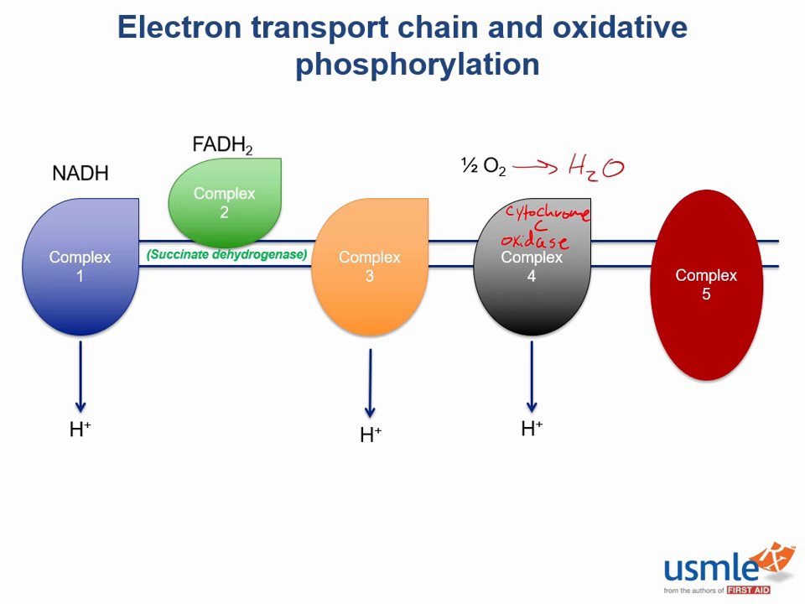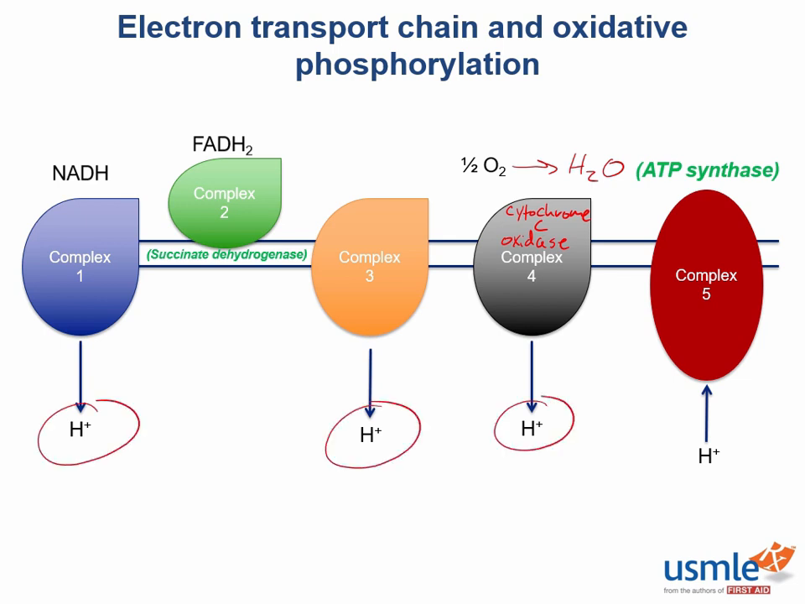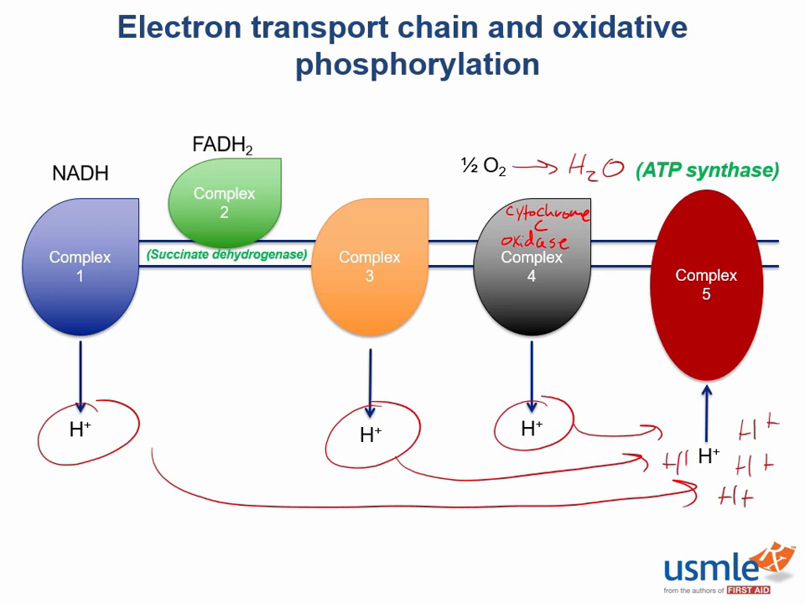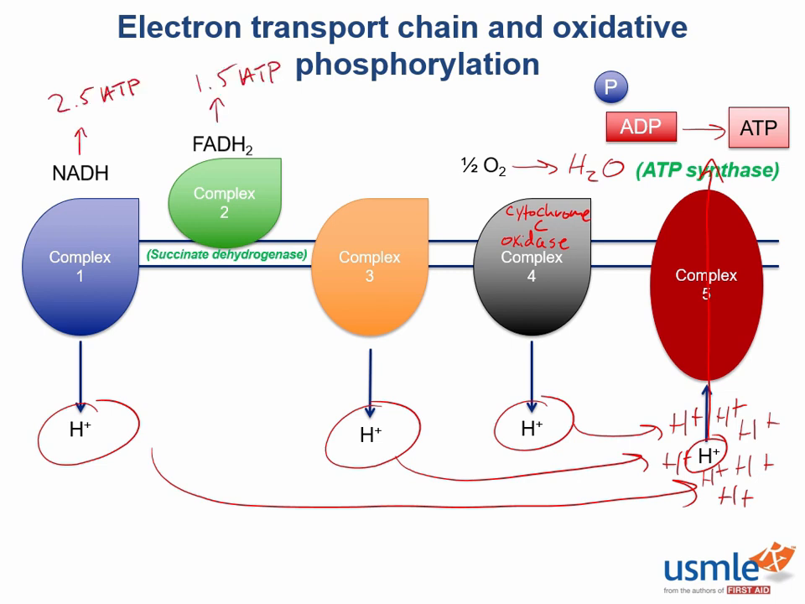Now complex 5 is also known as ATP synthase. And ATP synthase here uses the hydrogen gradient that complexes 1, 3, and 4 made to produce 2.5 ATP for every NADH and 1.5 ATP for every FADH2. Now since FADH2 starts at a later complex in the pathway, it isn't able to pump as many electrons across the membrane, so it only makes 1.5 ATP. Now complex 5 is going to take ADP as well as a phosphate and form a high energy ATP molecule.